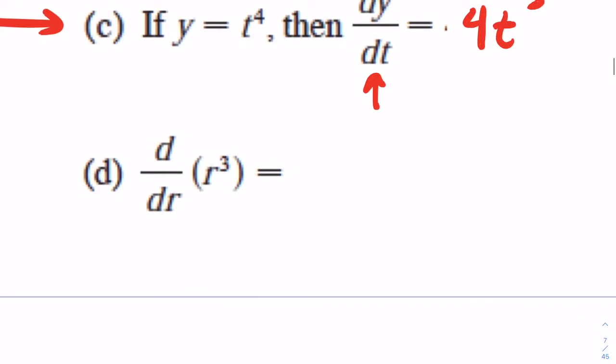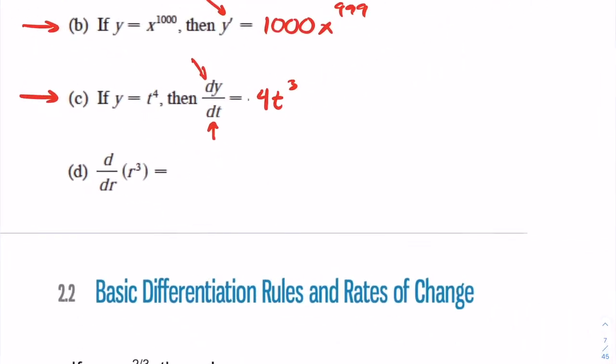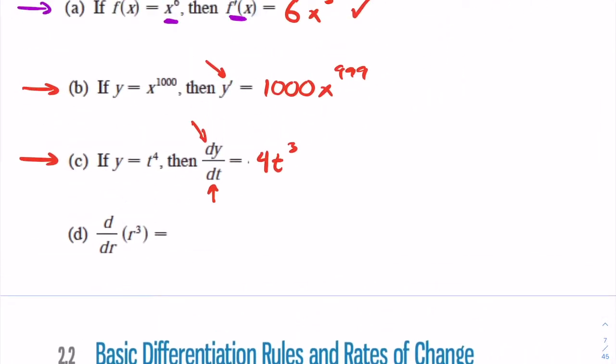Now here, notice how they didn't explicitly write out the functions like they did up here, where f of x is x to the 6, y is x to the 1,000, y is t to the 4th. Here, the function is already given in there, so it's a different way of writing it. So the derivative of r cubed with respect to r, so that's pretty much saying that r is a variable. That's going to be 3r squared. Cool? Okay, not that bad.